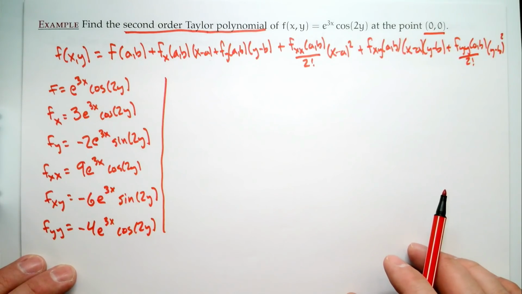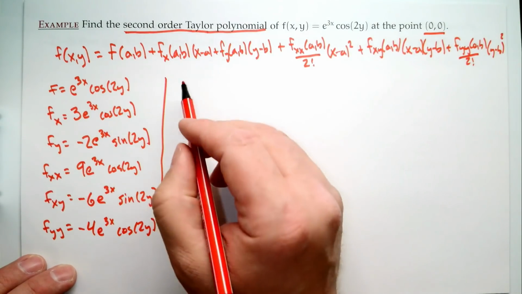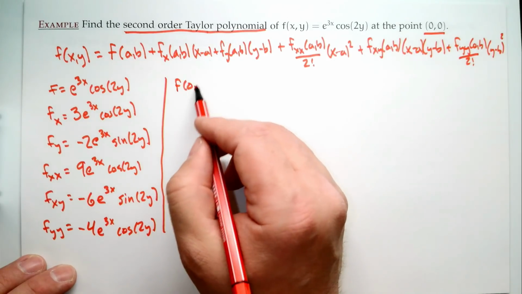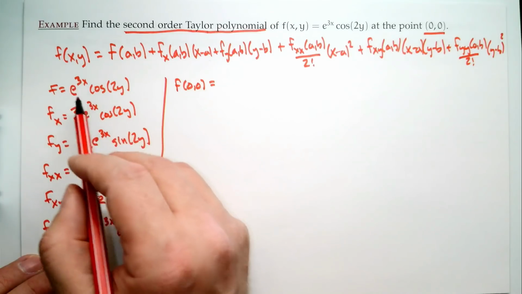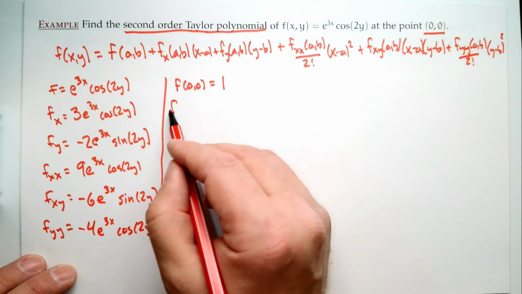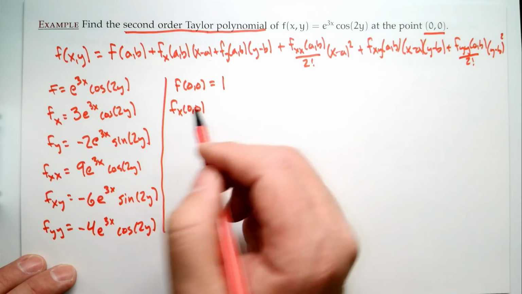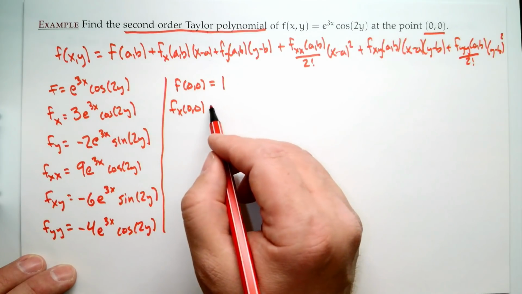Where's your polynomial centered? It's at 0, 0. So that's good news for us because 0 is a good friend. It's easy to evaluate things that involve 0. E to the 0, cosine 0, well, both of those are 1. Fx at 0, 0, we get 3 times e to the 0 times cosine of 0, which will give us 3.